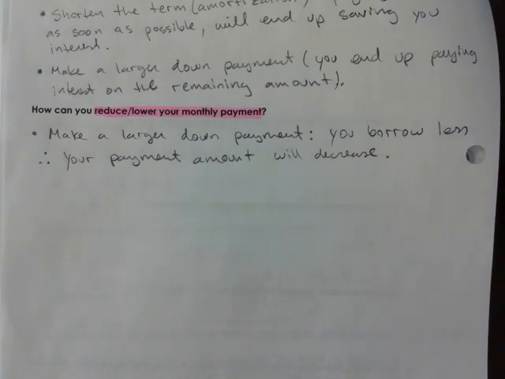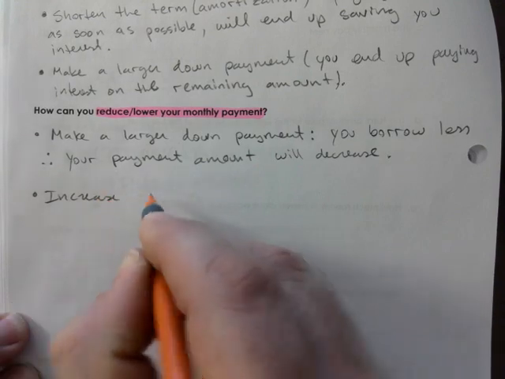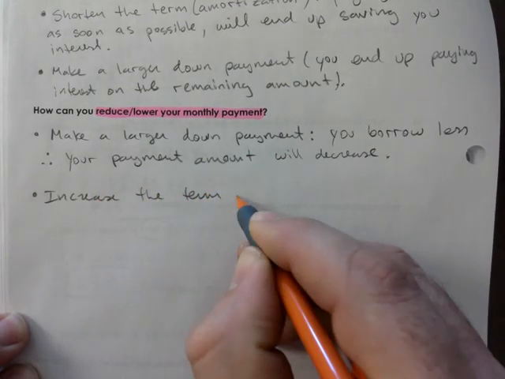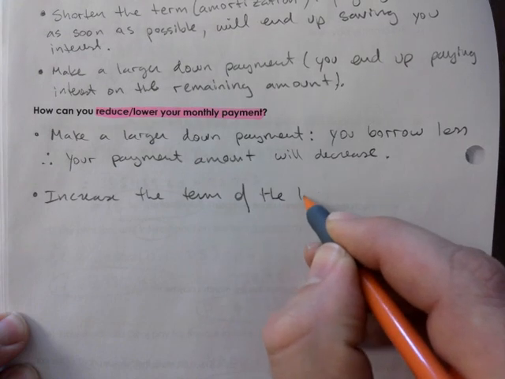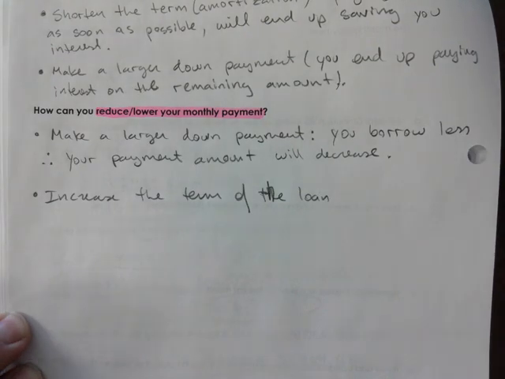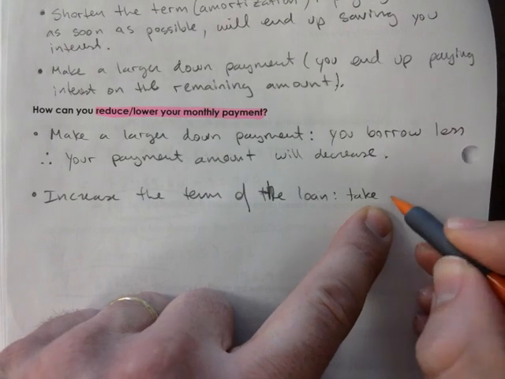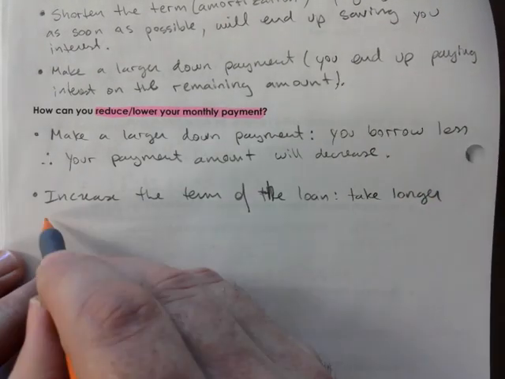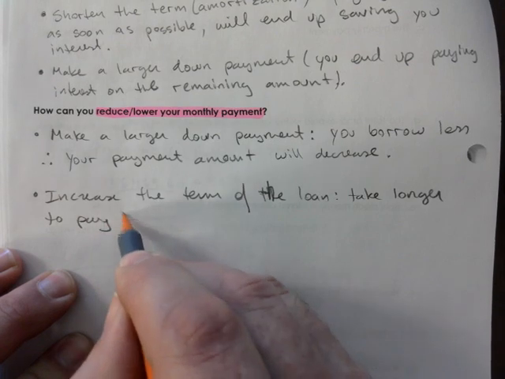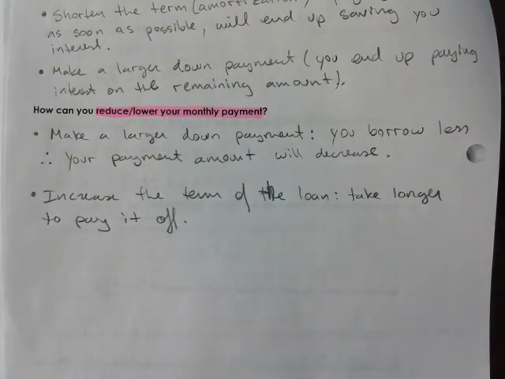A longer term. Exactly. Increase the term of the loan. In other words, take longer to pay it off. What will suffer if you do this? If you take longer to pay off, you will pay more interest, right? But right now we're just zooming in as like, I want to make a smaller payment. So that's what it takes.